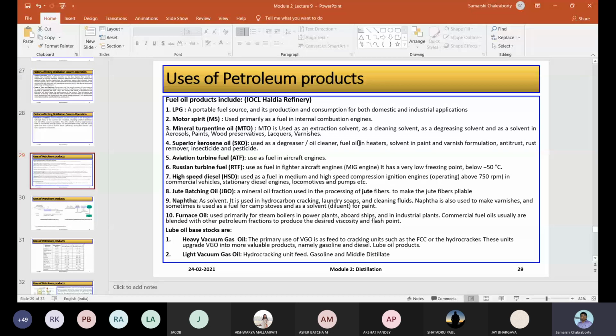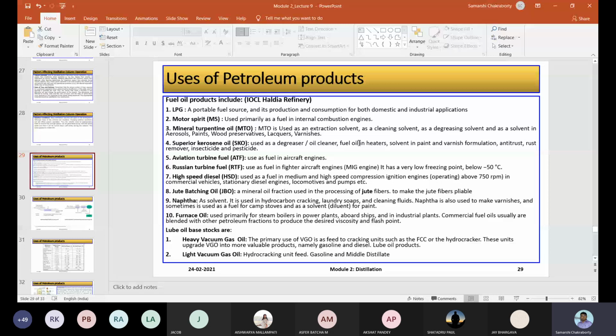And the second one is the Russian turbine fuel. In earlier times in the Indian military, we depended too much on Russian-based aircraft, for example MiG and Sukhoi. Those types of engines would only operate on Russian turbine fuel. For that, your freezing point has to be much below -50 degrees centigrade. That is a very specific specification. This type of RTF was also produced in the Haldia refinery.